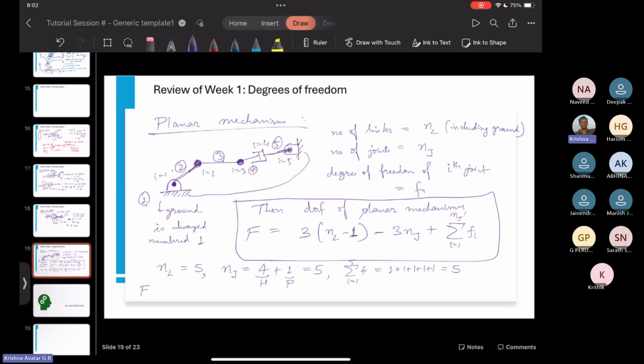So now the number of degrees of freedom for the mechanism is 3 into (5 minus 1) minus 3 into the number of joints, which is 5, then plus 5. So this will be equal to 3 into 4, which is 12, minus 15 plus 5, which is equal to minus 3 plus 5, which is 2. Isn't it? So we have 2 degrees of freedom for the entire mechanism.